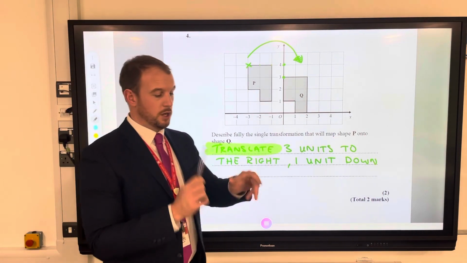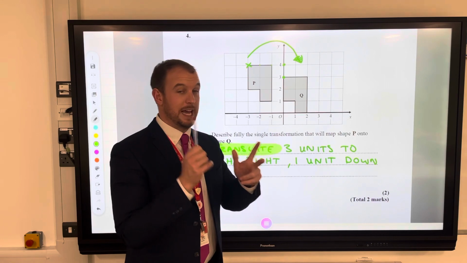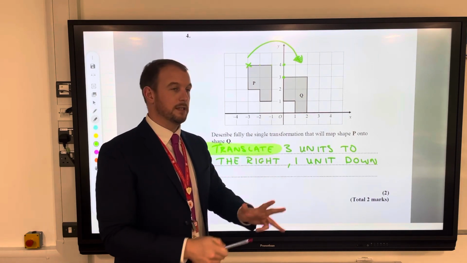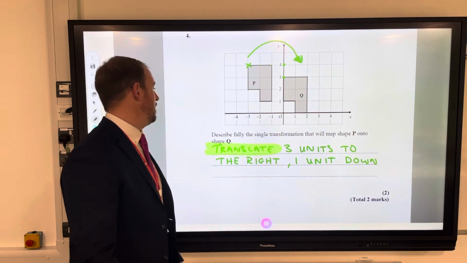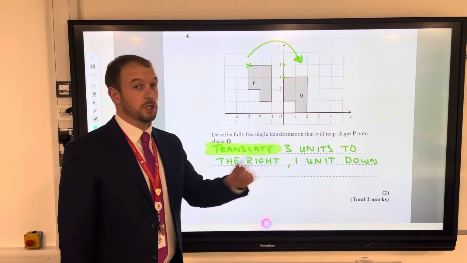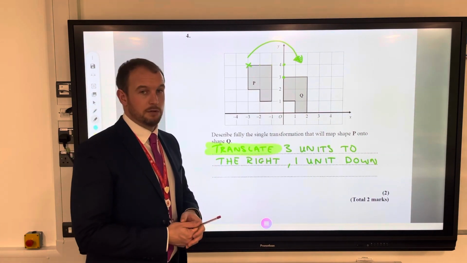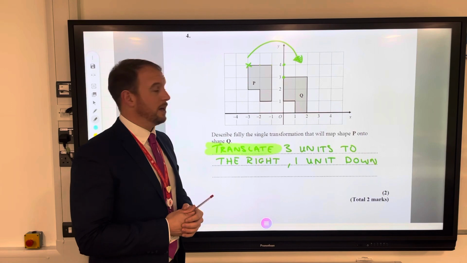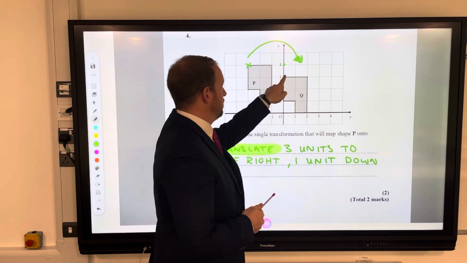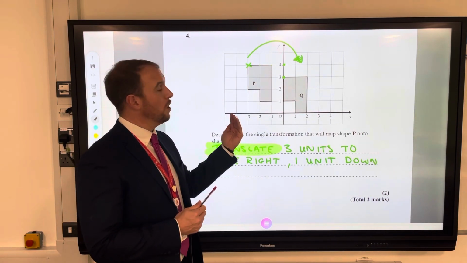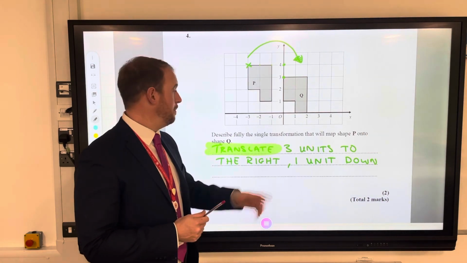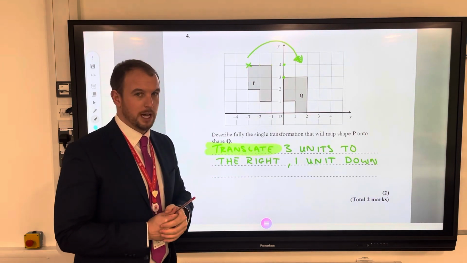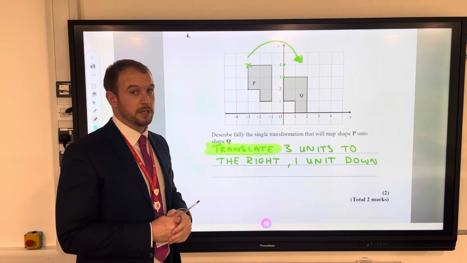Remember those words, translate, reflect, enlarge, rotate, all these different words you need to remember. Translate is just when you move. Don't forget to count the squares and always pick a corner, and then that is going to be your new one on the different shape as well. Be careful of the words, highlighting will always help, write down the notes and have a good practice. Hope it helps.